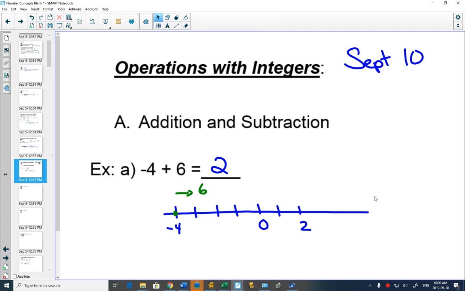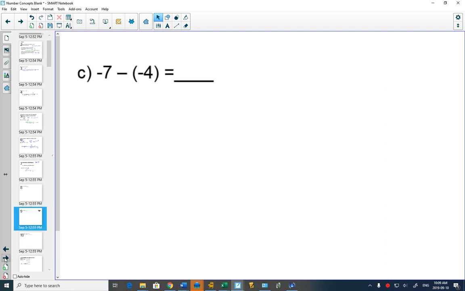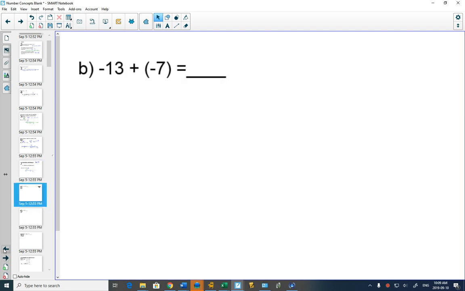But all of this practice gets us to be able to do these things faster. So when we get another question, -13 plus -7. Get an answer in your head. I'll put down the answer, and then we'll talk about the number line and think about what that means. So you got an answer in your head? -20. How does that work with the number line?